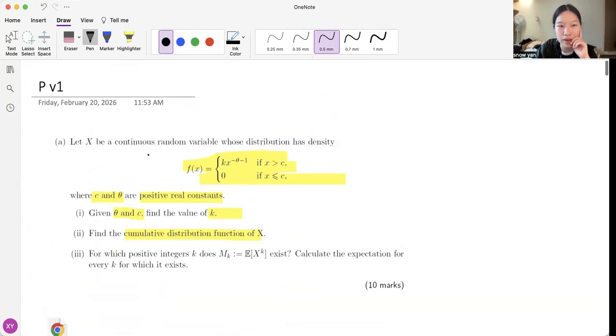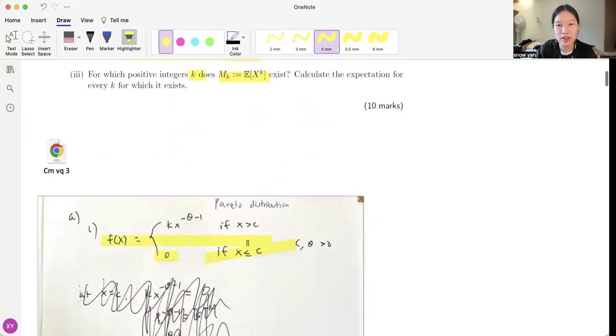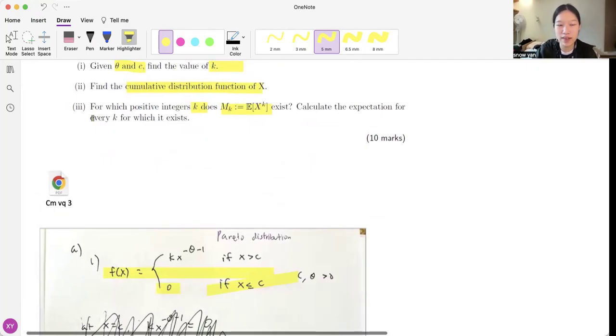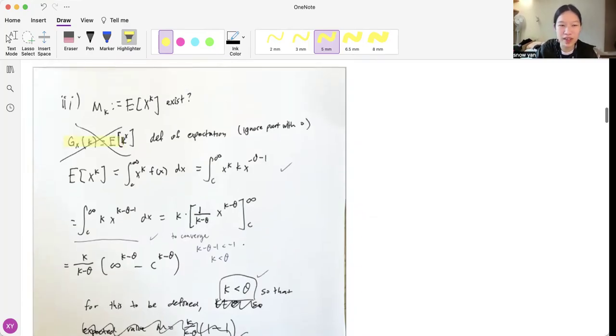Next, part 3: for which positive integers k does E[X^k] exist? Calculate the expectation for every k for which it exists. I first jumped into the PGF, thinking this was that thing, but I realized that this is x to the k, not k to the x. So this is the moment rather than the probability generating function.